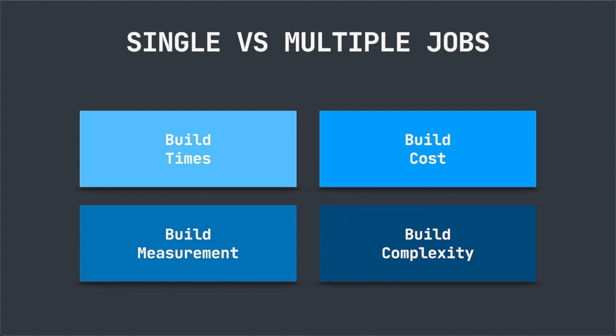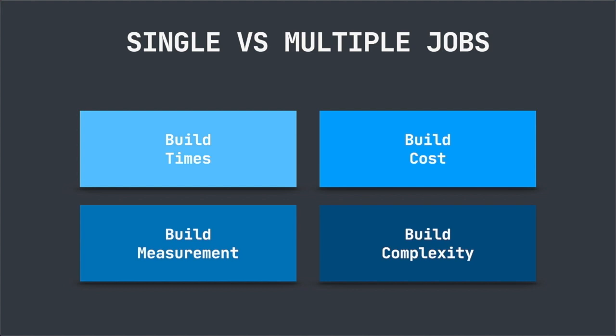If you're breaking it up into multiple jobs, it might be a little bit harder to measure the overall build time because you'd have to aggregate the build time for all of the different tasks and individual steps within your job. So there are some complexities around this for how you want to measure the performance of your build.